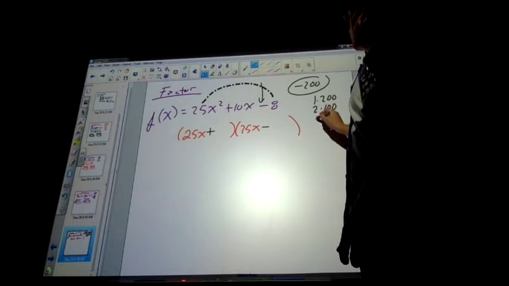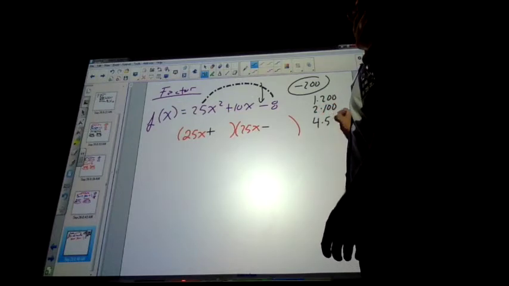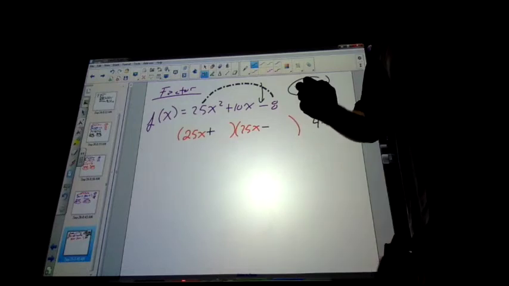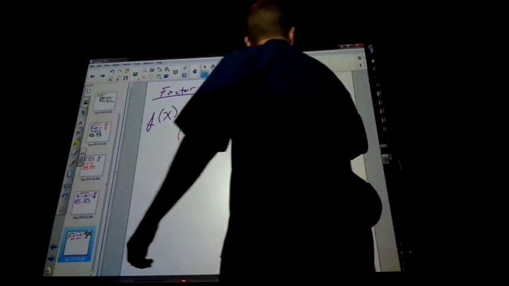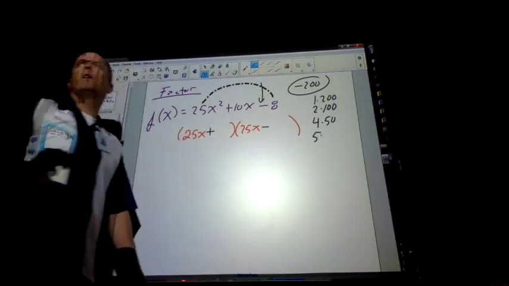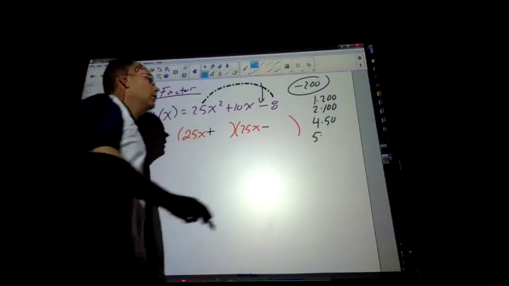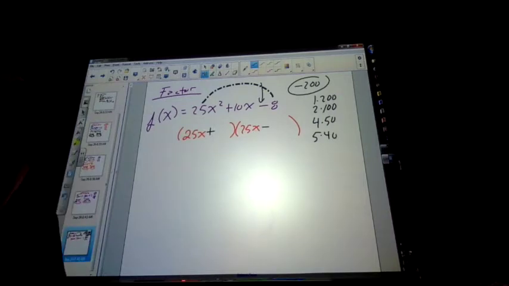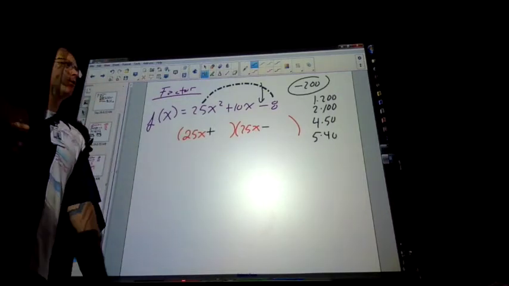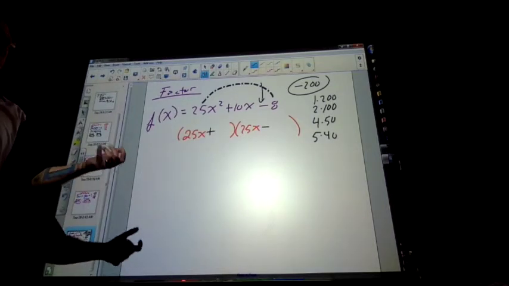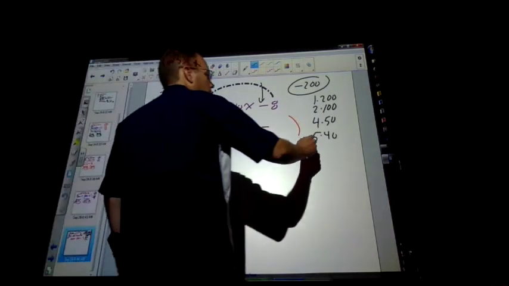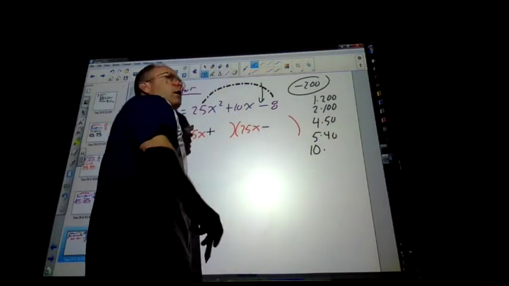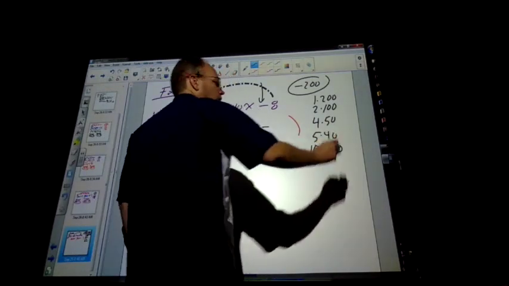3 doesn't work. Does 4? 4 and 50? Does that work? I think. Does 5 work? 5 and what? 40? Good. Do we have any of those that are going to add up to 10 yet? No, we got to keep going. Does 6 work? I don't know if 6 is going to work. I don't know, 7 or 8. Now, I know 10 will work. 10 and what? 10 and 20. I think that's as far as we need to go.